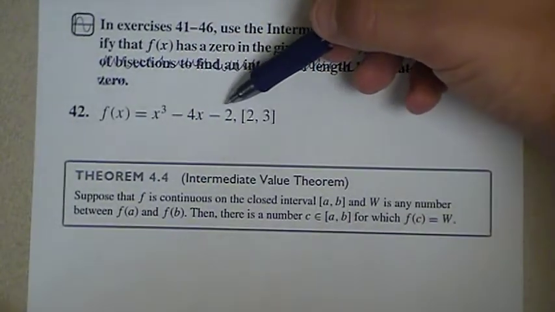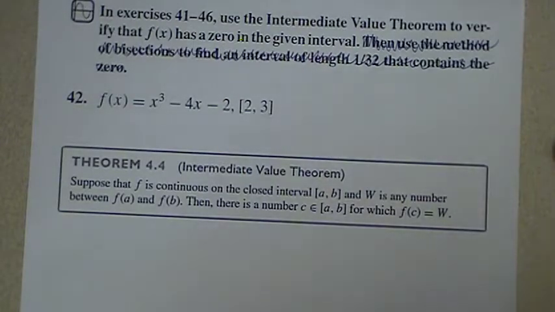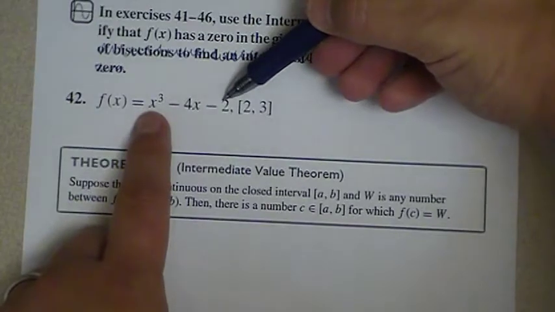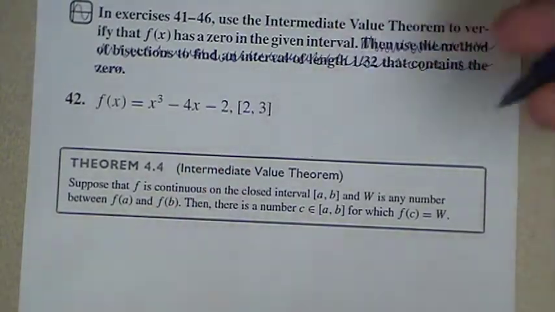We have this cubic graph, and you should realize right away that a cubic graph, a polynomial, is not going to have any holes, jumps, or asymptotes. It's going to be continuous. What we want to do is show that this cubic function here has a 0 on the interval from 2 to 3, and we want to use the intermediate value theorem to do so.